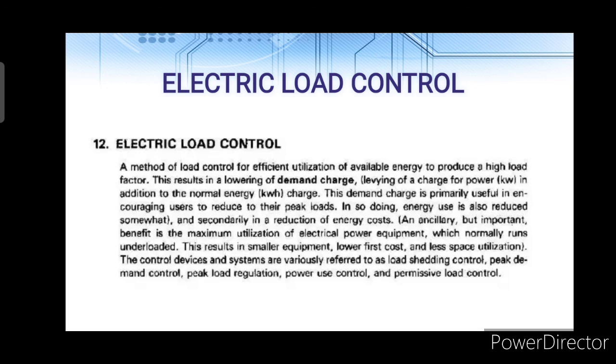An ancillary, but important, benefit is the maximum utilization of electrical power equipment, which normally runs underloaded. This results in smaller equipment, lower first cost, and less space utilization. The control devices and systems are variously referred to as load shedding control, peak demand control, peak load regulation, power use control, and permissive load control.